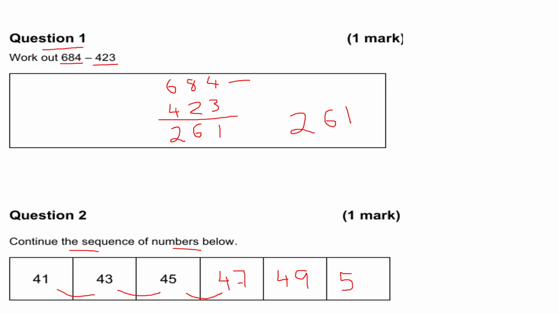Or you can think of it as the odd numbers from 41 onwards. So you can't have any even numbers. You can't end in a 2, 4, 6, 8, or a 0, if that helps you understand that. But it is going up by 2 each time, so I'm adding 2 each time to this sequence of numbers.